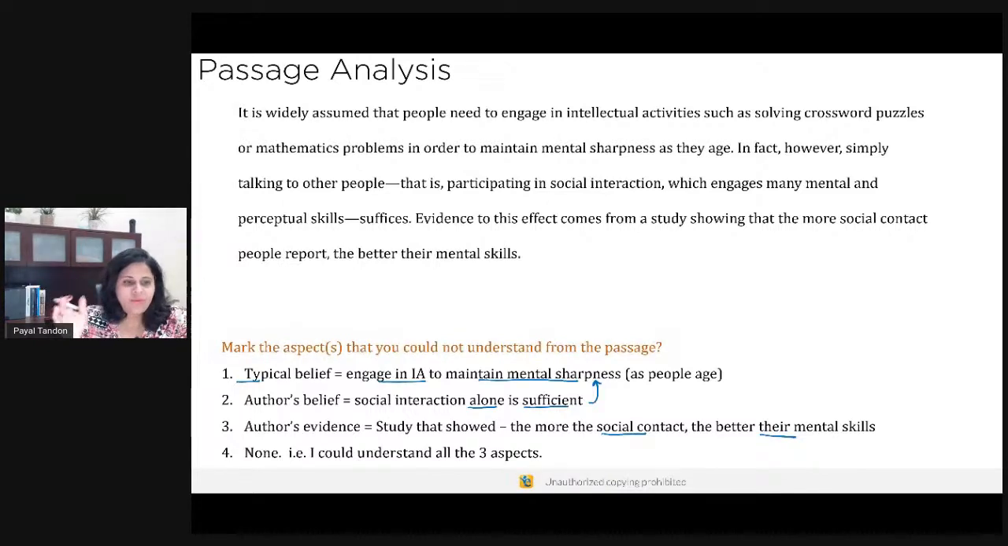Now tell me, select the aspects that you could not understand with this clarity when you read the passage on your own. And if you understood everything, then select option number 4. I'd like to see more of option 4 in your responses.